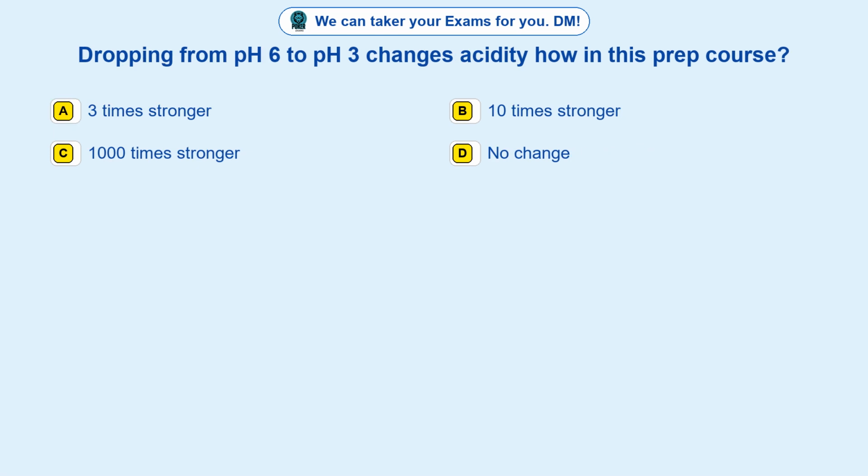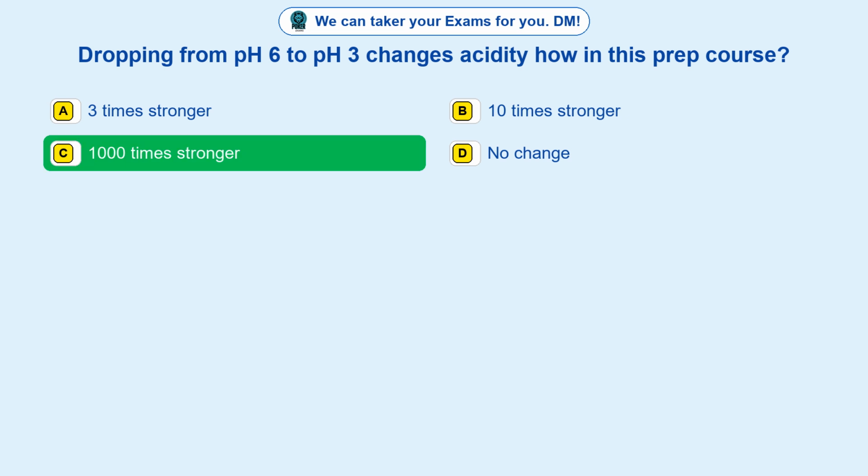Question 53. Dropping from pH 6 to pH 3 changes acidity how in this prep course? Option A, 3 times stronger. Option B, 10 times stronger. Option C, 1000 times stronger. Option D, no change. The correct answer is option C.